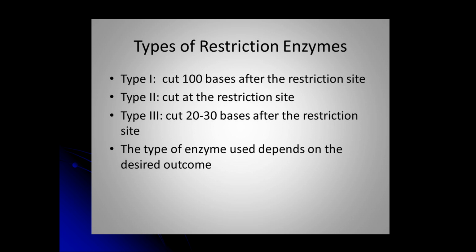So now we have discussed in detail type 1, type 2 and type 3. Type 1 cuts 100 base pairs after the recognition sequence. Type 2 cuts at the recognition sequence. Type 3 cuts 20 to 30 base pairs after the restriction sites, or they cut downstream. Remember this word, downstream. The type of enzyme used depends on the desired outcome, what you want to observe. According to that, we select the type of restriction enzyme.